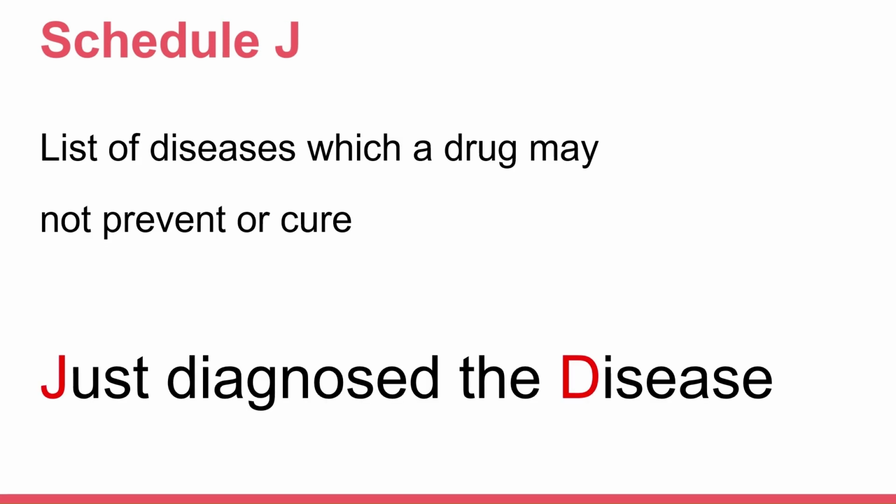Now moving to Schedule J. This is a list of diseases. Which diseases? The diseases which a drug may not prevent or cure, that is, diseases which cannot be cured by using a drug. Such diseases are included in Schedule J. Incurable diseases using drugs are included in Schedule J.